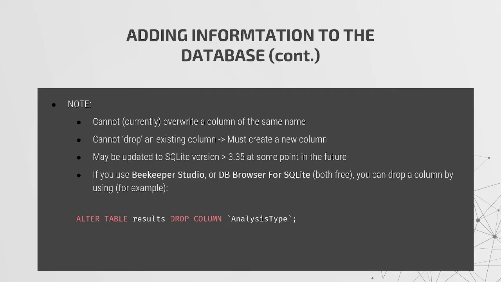And if you use something like Beekeeper Studio or DB Browser for SQLite, which are both free, you can actually type in this command down here with your database open: alter table results drop column, and the name of the column that you want to drop. So you can't do it in IOLITE at this point, but you can use one of these other database programs to drop columns if you need to, if you've made a mistake and you want to get rid of a column.